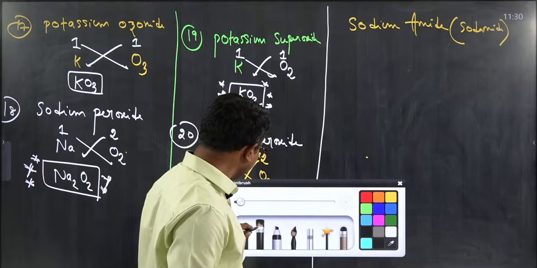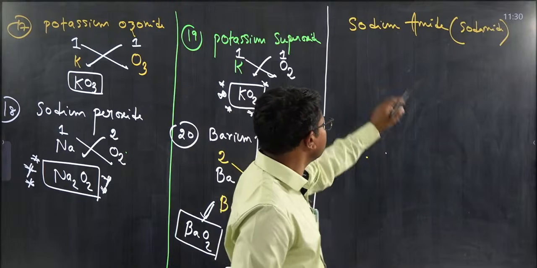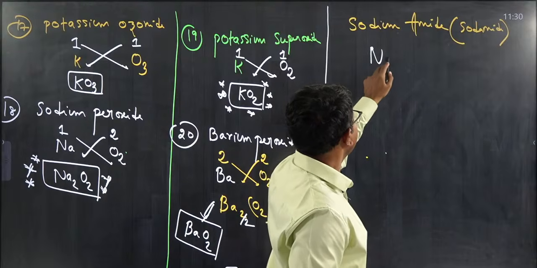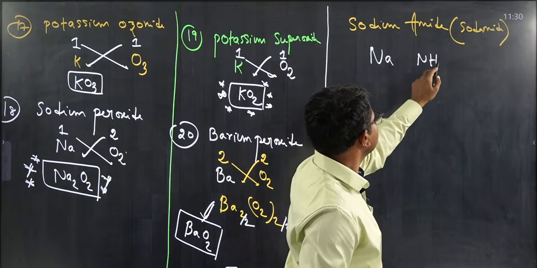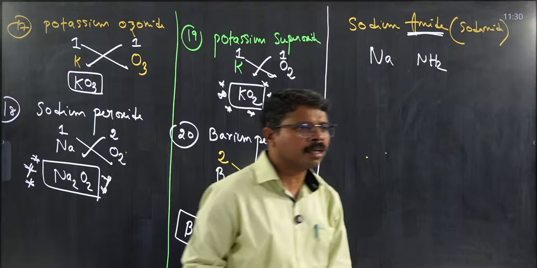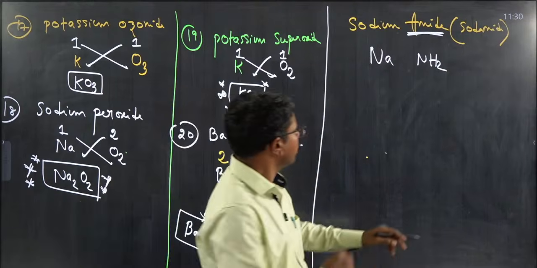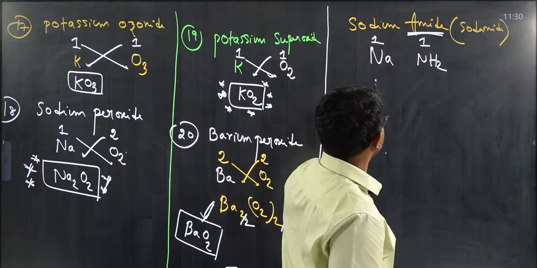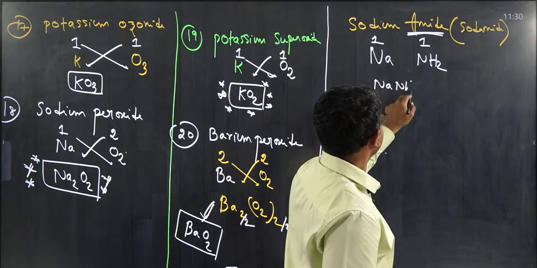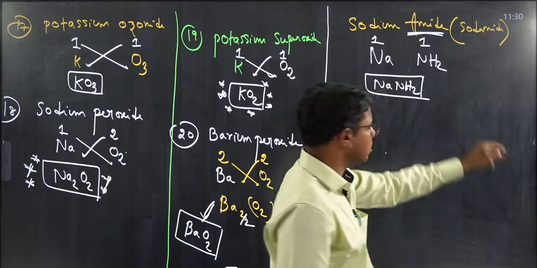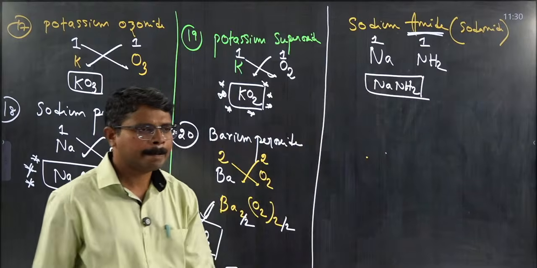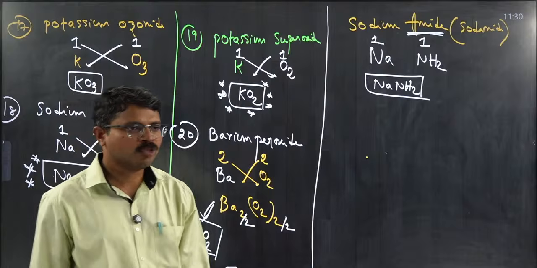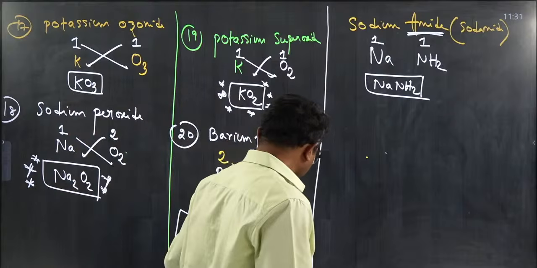Okay, so I think many of you guys have given the answer. Sodium symbol is Na, and amide is NH2. This is not the amide which is studied under organic chemistry. NH2 minus. Valences of both of these are 1 each. NaNH2 is the formula for sodium amide. Good.